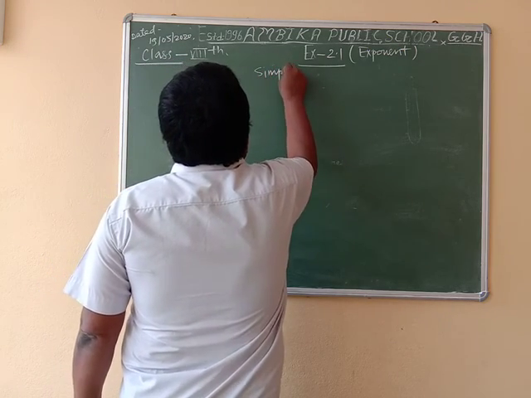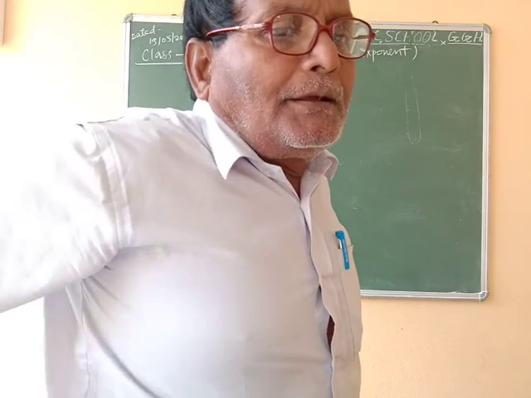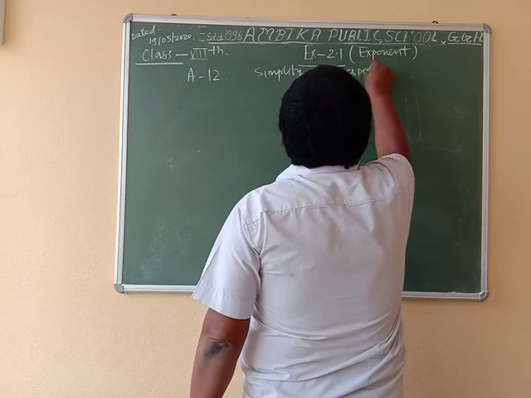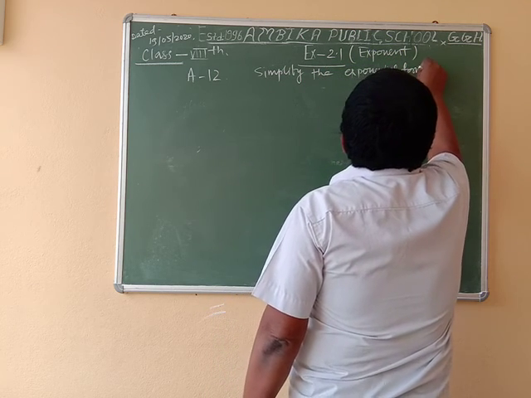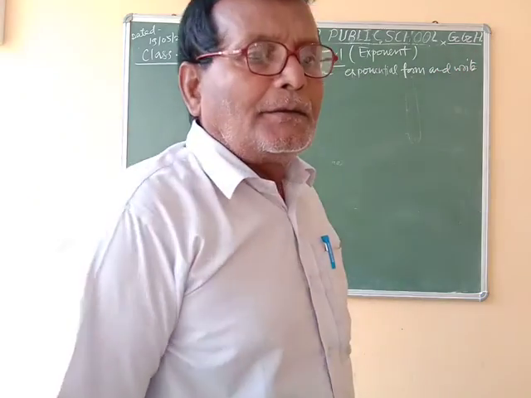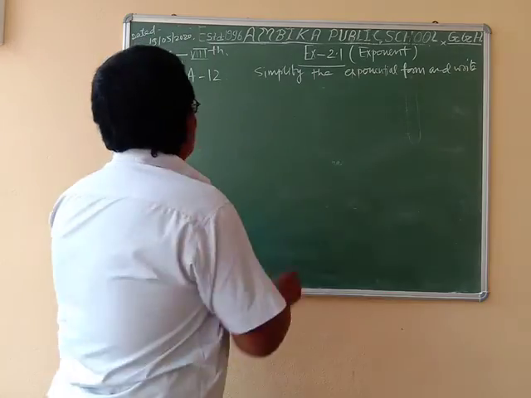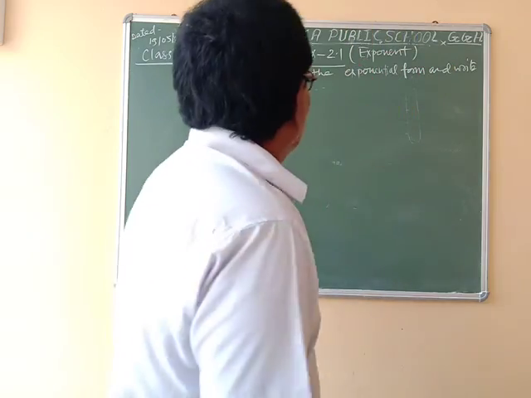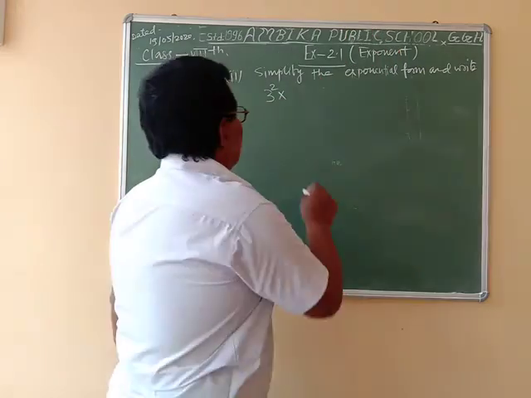Simplify the exponential form and write. 3 number question. 3 squared into 3 to the power minus 5 into 3 to the power 6.